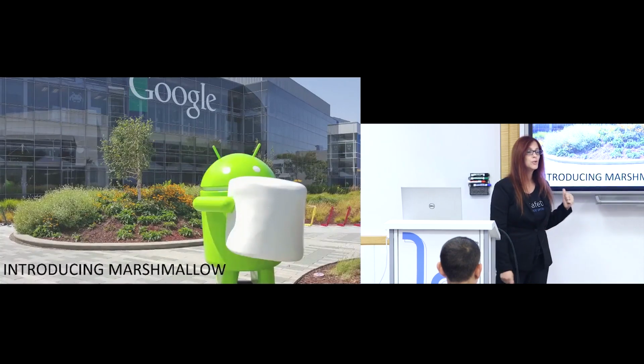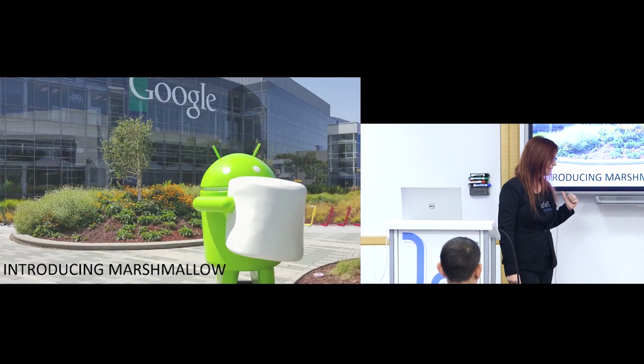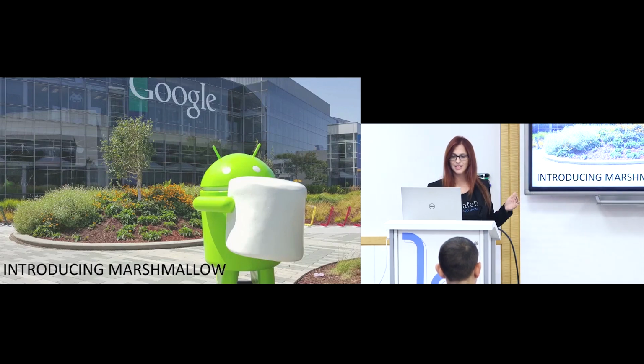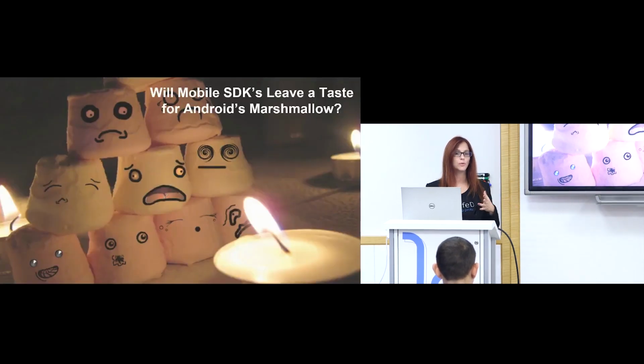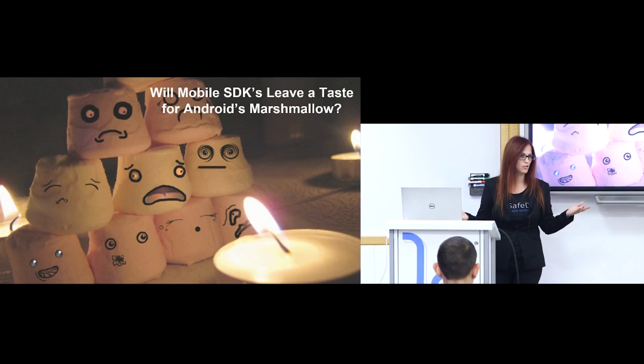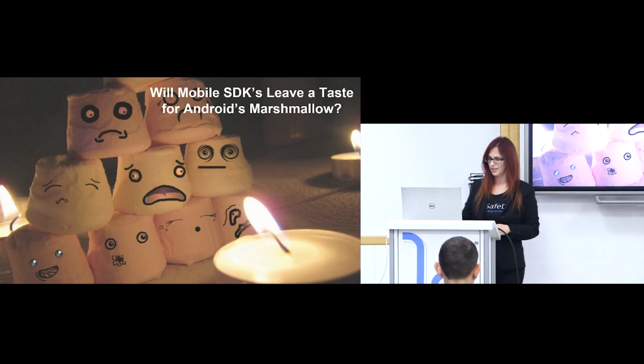But it happens. When Google introduced Marshmallow last year, they introduced the new runtime permission model. I'm sure you're all aware of it. And a lot of SDKs just crashed the application because they weren't compliant with the new runtime permission model, where users can revoke a permission in the middle of the runtime of the application. So SDKs just didn't know how to handle this situation.